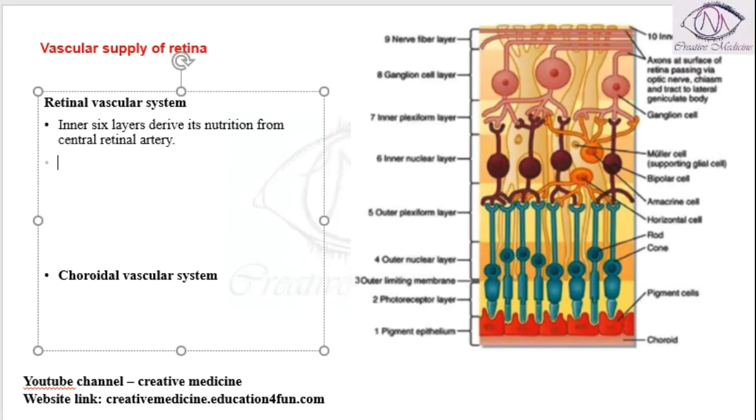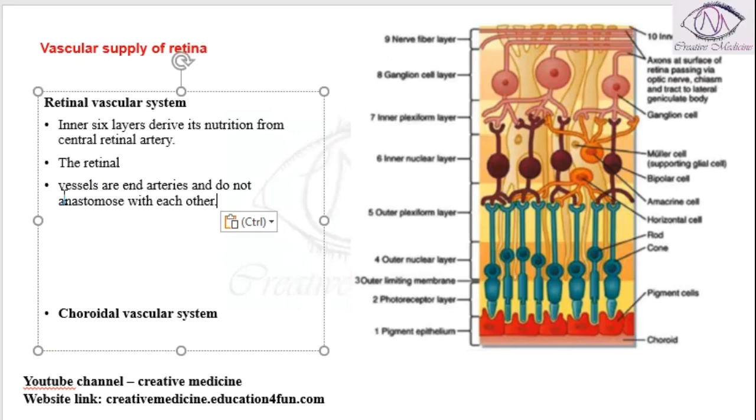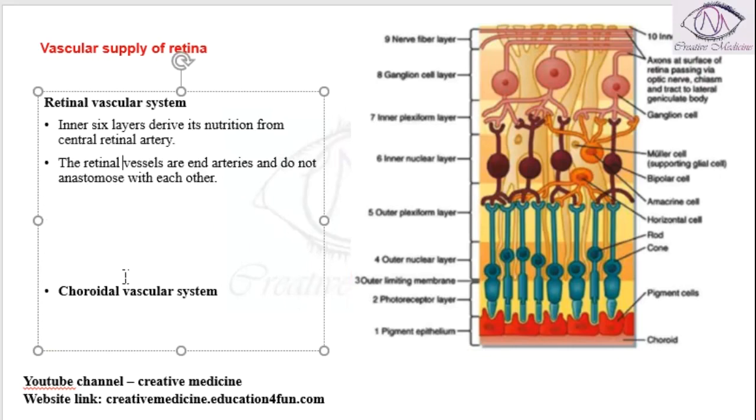Then we have the central retinal arteries, which are actually end arteries, and they do not anastomose with each other. There is no anastomosis present in the retinal arteries. Then we have the choroid vascular system.